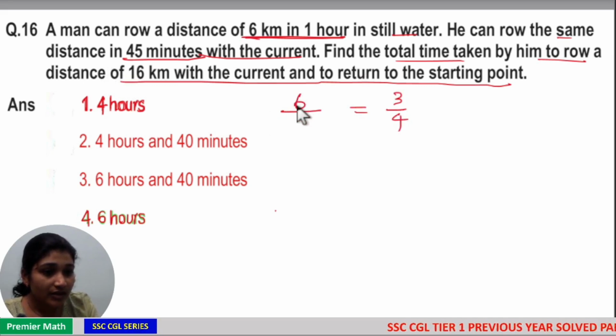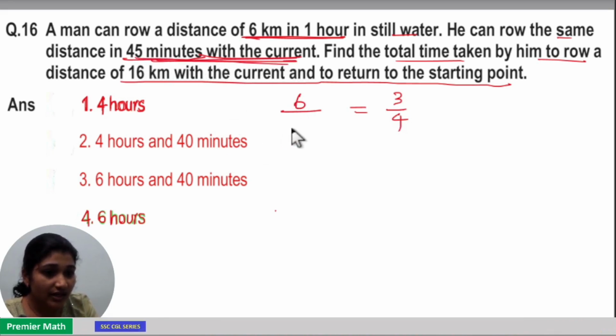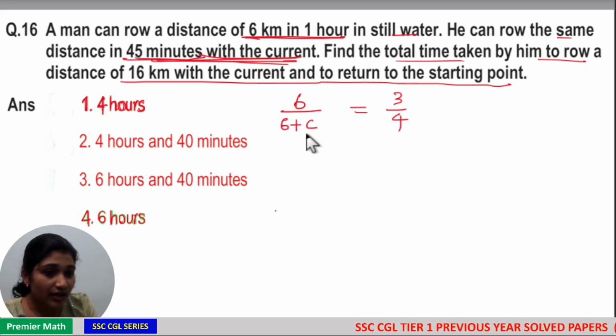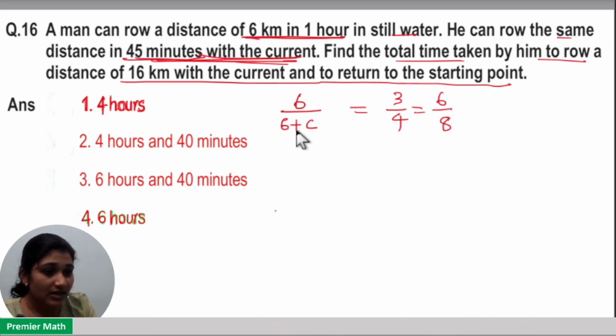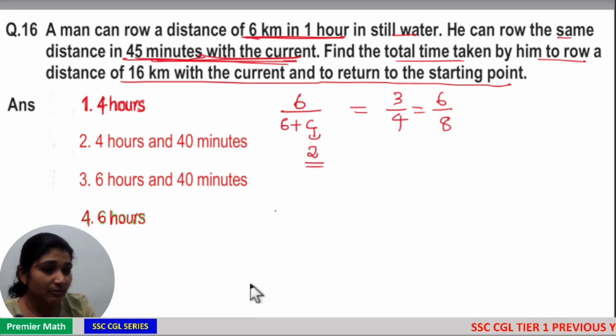Now, distance divided by speed is time. So the speed here is the downstream speed, with the current. With the current, speed means speed of the man plus speed of the current. If I take the speed of the current as C, now you can see 3 by 4, I can write it as 6 by 8. Now, in the numerator 6, in the denominator it is 8. Which means the speed of the current is equal to 2 km per hour.